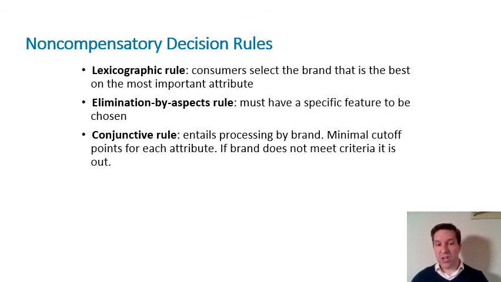Good. And the conjunctive rule, it's basically when you use multiple elimination by aspect rules, okay? So what I just described, where you use size and you use also price, it's basically a conjunctive rule. When you're adding different rules, that enables you to basically search for a smaller set of products. In my example, TVs.